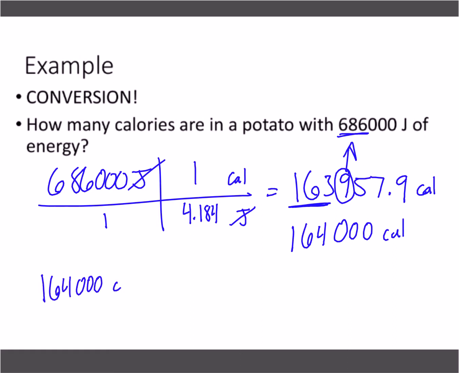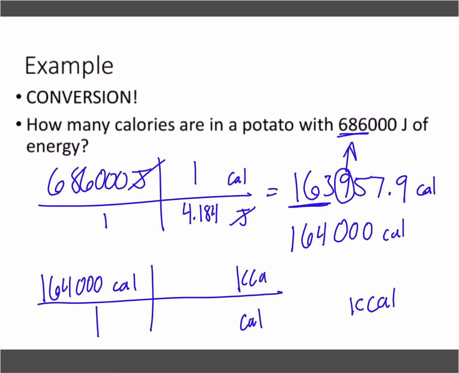164,000 calories. Let's say I want to get that to kilocalories. How do I do that? So here, multiply and divide. Set up your T-chart, folks. Calories will go on the bottom. Kilocalories will go on the top.